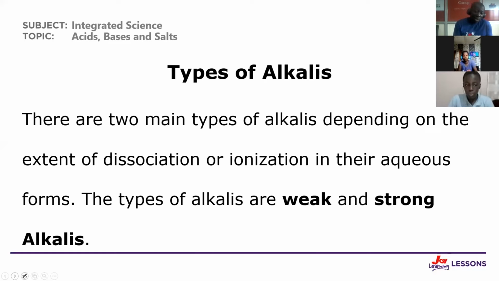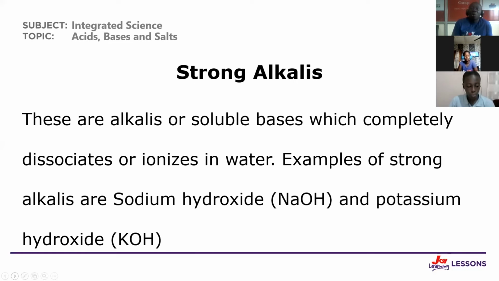We want to look at the types of alkalis, and we shall start with the strong alkalis. So we have two types of alkalis. Those that dissociate completely we refer to as strong alkalis, and those that do not dissociate completely we refer to as the weak alkalis. And remember, these classifications are based on how they dissociate or ionize in solution to release the hydroxide ions.